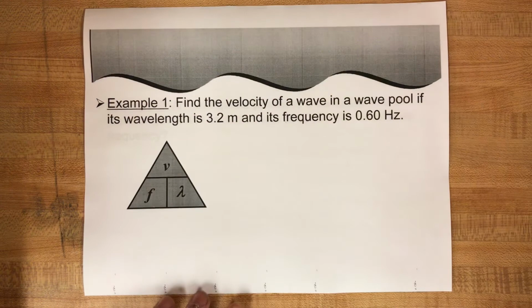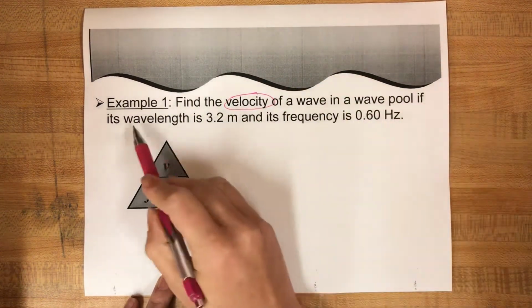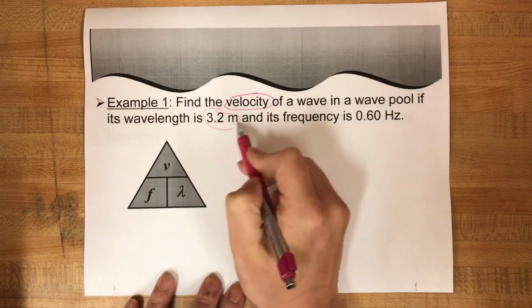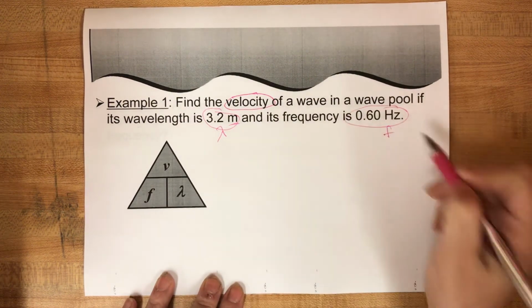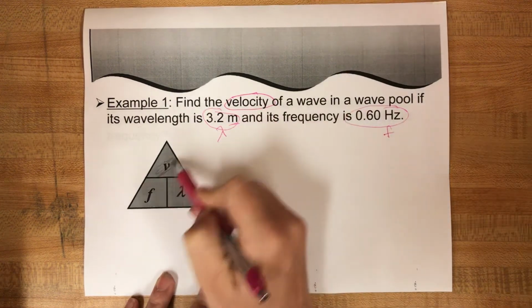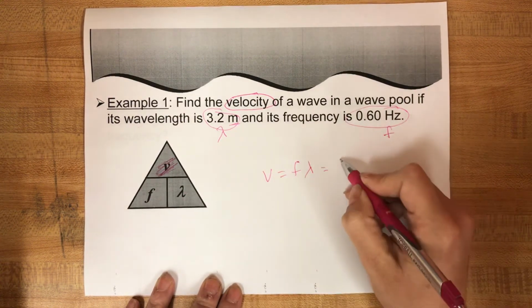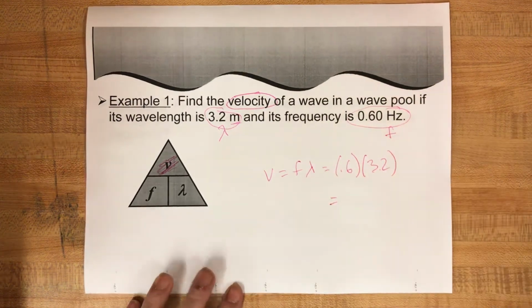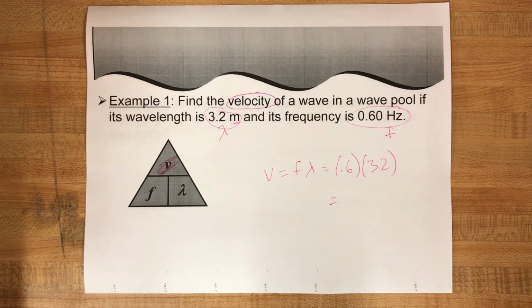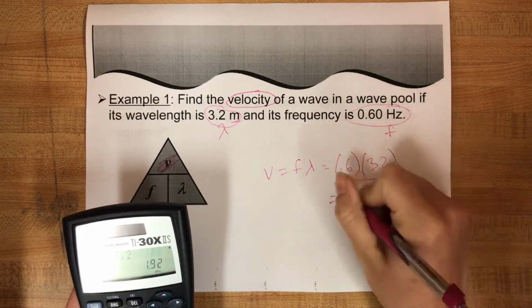Okay, let's do some examples. Find the velocity of a wave pool if its wavelength is 3.2 meters. Meters means this is our wavelength. Hertz is always going to be frequency. You're trying to find velocity, so you shade in velocity. All you're going to do is frequency times wavelength, so 0.6 times 3.2, which gives you 1.92 meters per second.